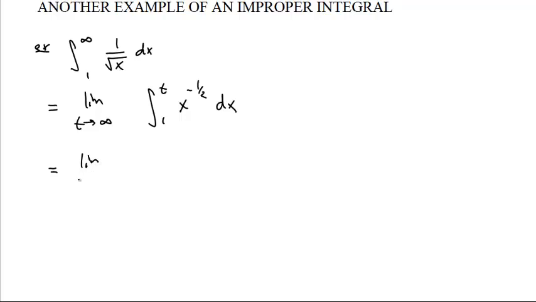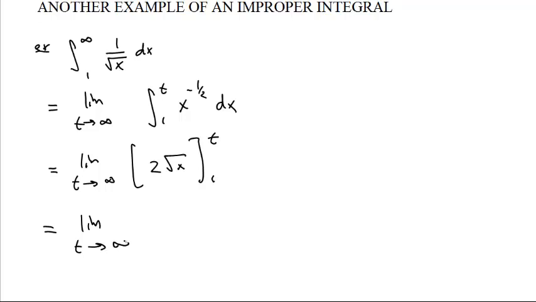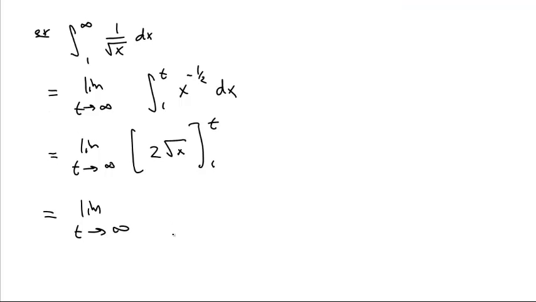And we have the limit as t goes to infinity of, what was it? This was 2 square root of x, because it's x to the 1/2 divided by 1/2, which is times 2, evaluated from 1 to t. So this is the limit. Yes, it is good for your soul to write limit as t goes to infinity several times in a row. 2 square root of t minus 2 square root of 1.